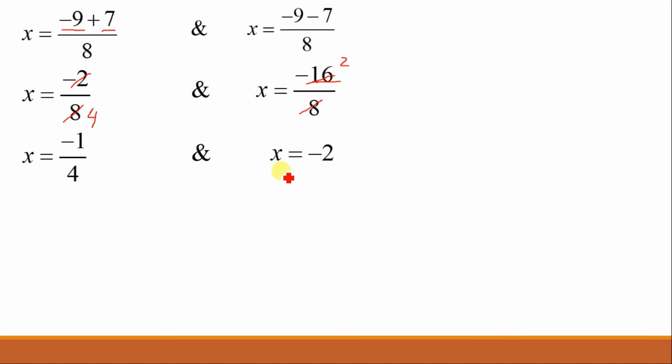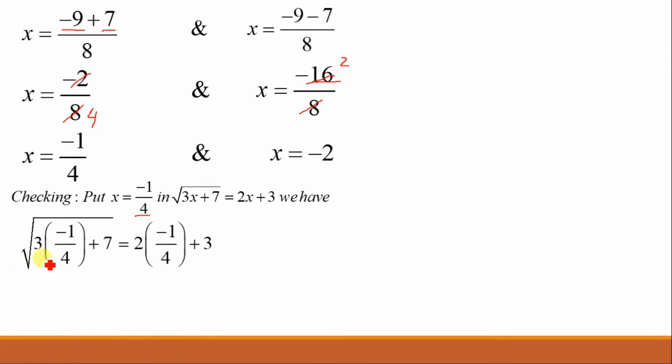If a root does not satisfy an equation, then that root is called an extraneous root. Let us check. Put x equal to -1/4 in the equation square root of (3x + 7) is equal to 2x + 3. That is, we have to replace x by -1/4. By replacing x by -1/4, we shall get square root of (3 into -1/4 + 7) equals 2 into -1/4 + 3.